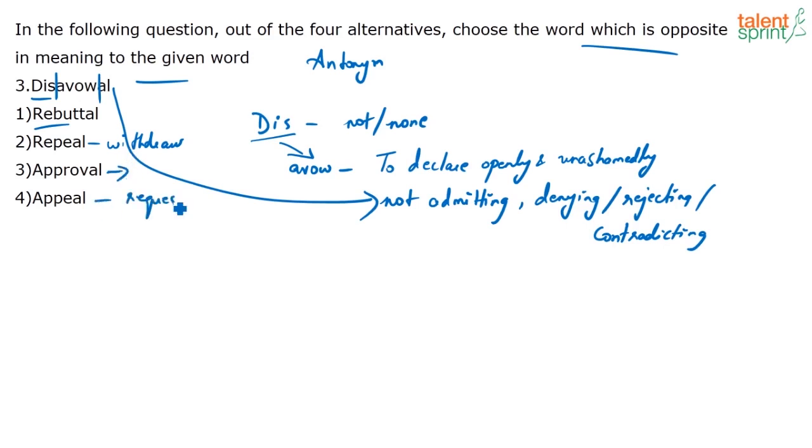Appeal means what? Appeal has different meanings in different contexts. You're very appealing to me, right? Which means I like what you're saying or what you're doing. It's very appealing. Or it can mean a request, like an earnest plea. So all of this is not it. The answer is approval. That's our antonym for disavowal.